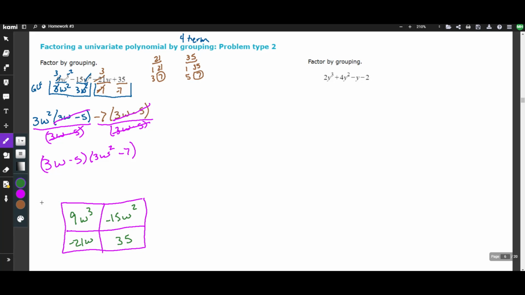Now, when I'm using the area method to factor a trinomial, it is the same deal of I'm still doing GCFs. I want a GCF going this way, and I want a GCF going this way.